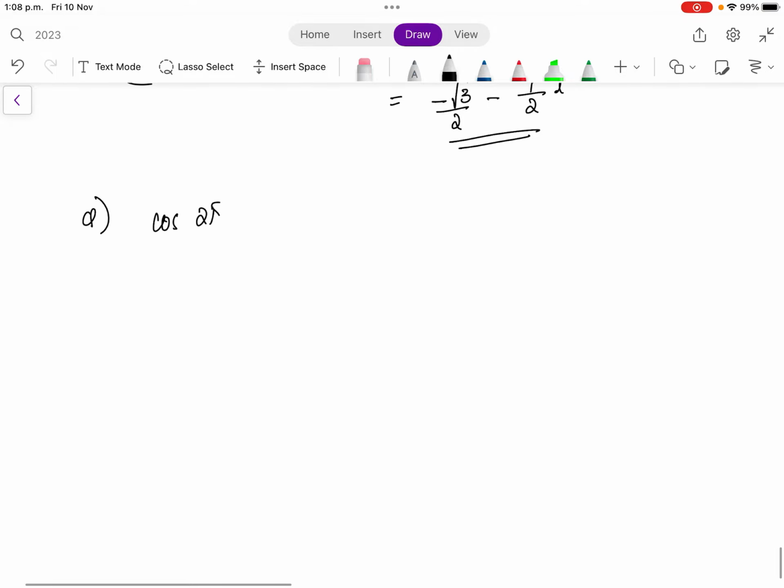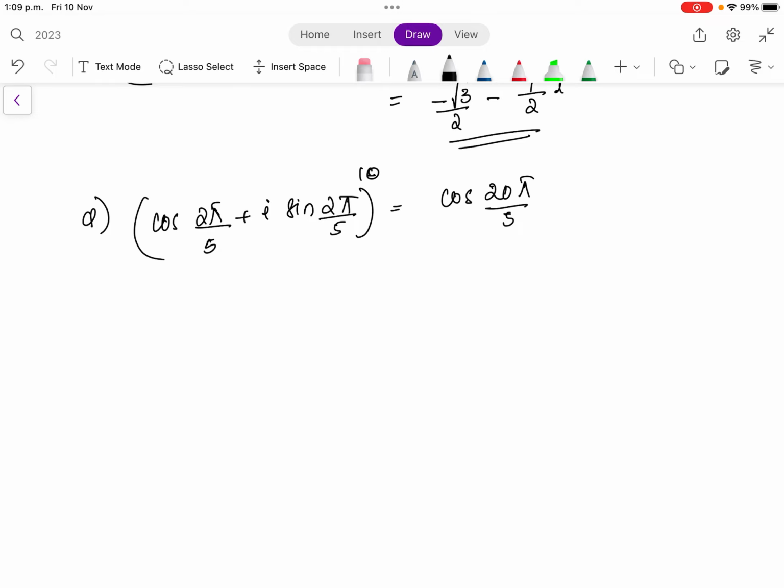(cos 2pi/5 + i sin 2pi/5) to the power of 10 can be written as cos 20pi/5 + i sin 20pi/5, which can be simplified as cos 4pi + i sin 4pi, and put it into the calculator, you get 1 + 0i.